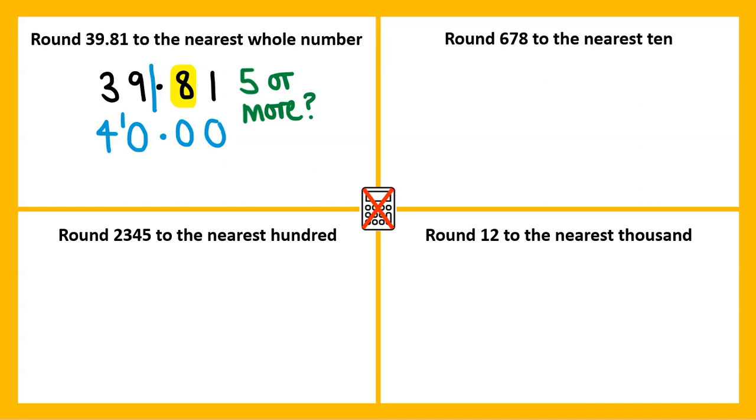Everything after the line will change to 0, and this can be written down as 40. Rounding 678 to the nearest 10, placing my line after the tens column.